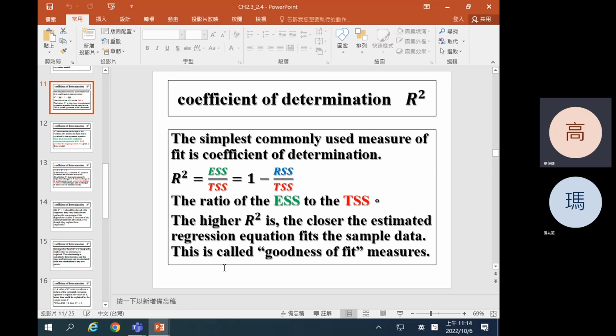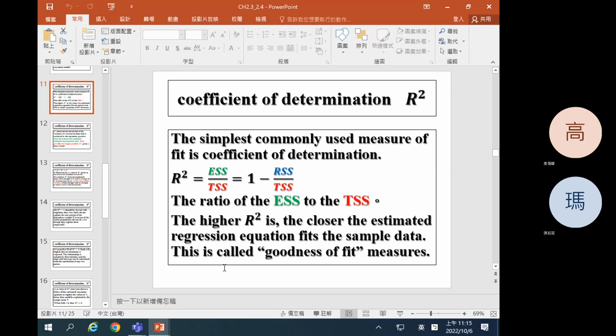So how do we calculate the R squared? What's the definition of R squared? It's the ratio of ESS to TSS. Remember what ESS is? ESS is the variation explained by the model. And the other part, RSS, is the residual part, the error term part. TSS is the total variation of Y.